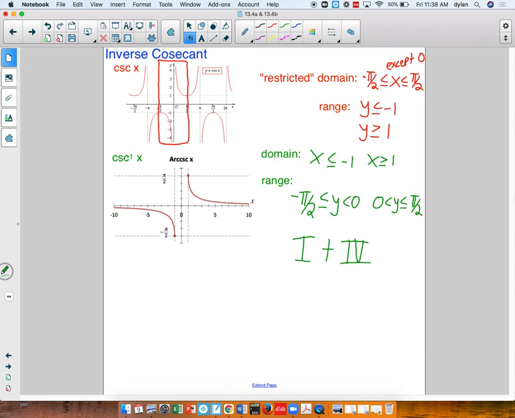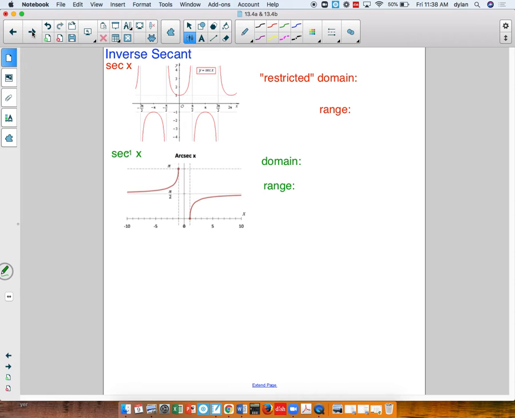So then finally, our last one here is secant. And again, we need to restrict our domain on the original function secant. So the way we're going to do that is we're going to go from 0 to pi, so we include every value and pass the horizontal line test. So in this case, our restricted domain would go from -π/2 is less than or equal to x. Now, oops, I apologize, let me change that. Clearly it's from 0 to pi.